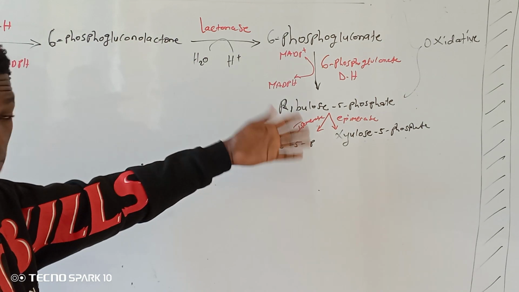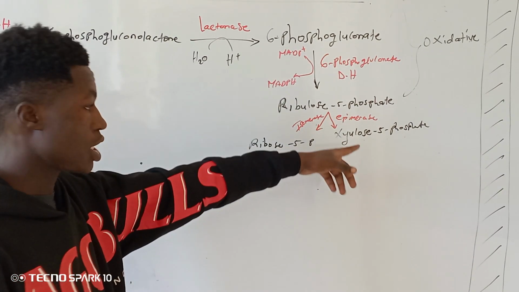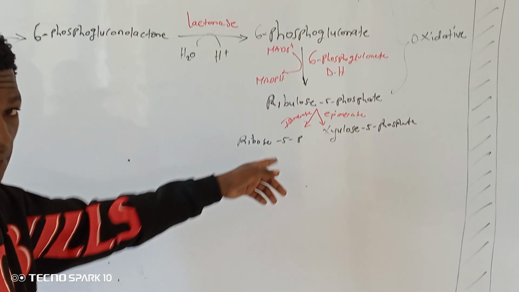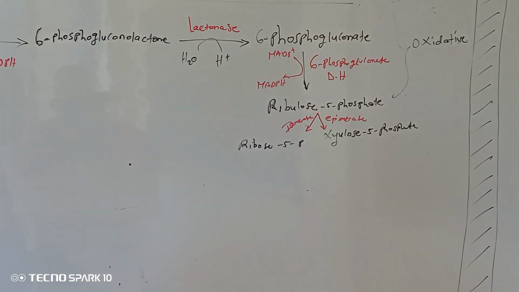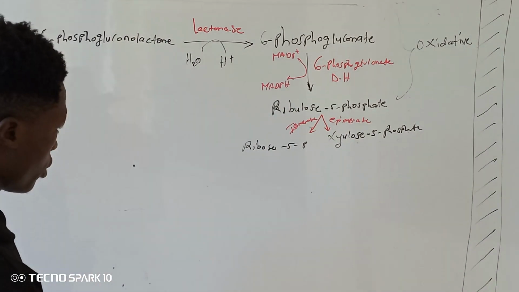When it's acted upon by an epimerase enzyme, that is ribulose 5-phosphate epimerase, it's going to be converted to xylulose 5-phosphate. But when it is acted upon by ribulose 5-phosphate isomerase, it's going to be converted to ribulose 5-phosphate. Now this is the beginning of the non-oxidative part. Now let's proceed.